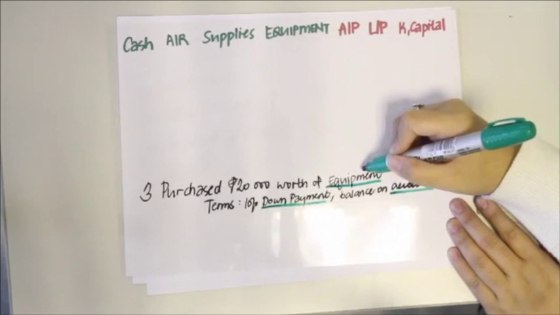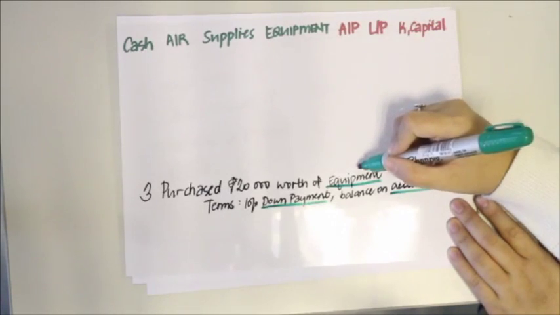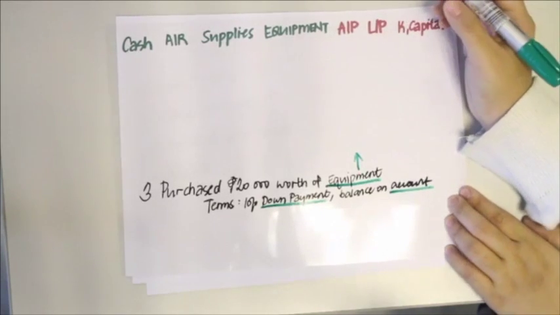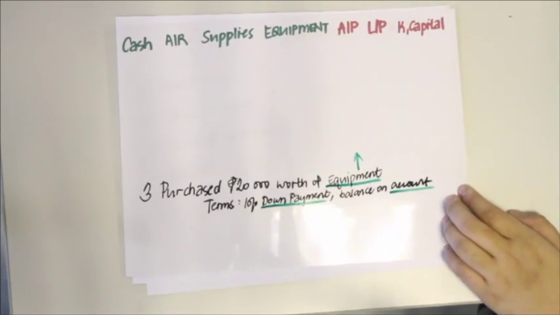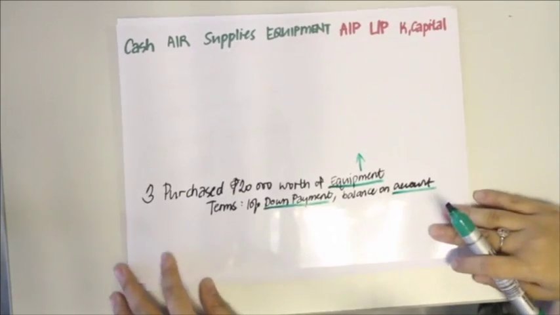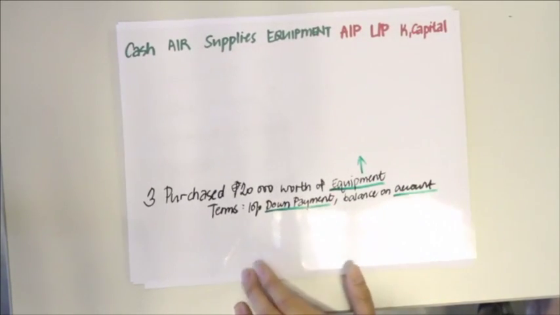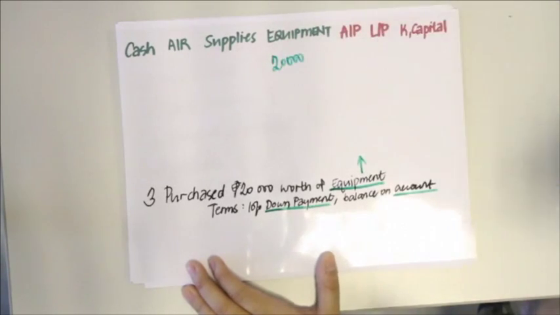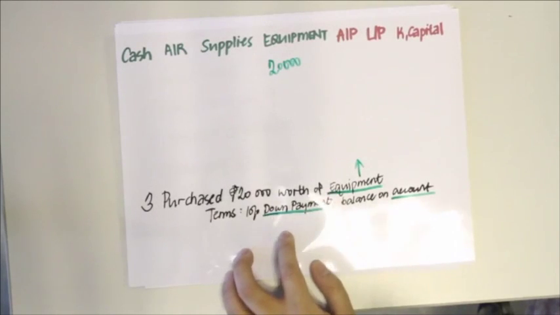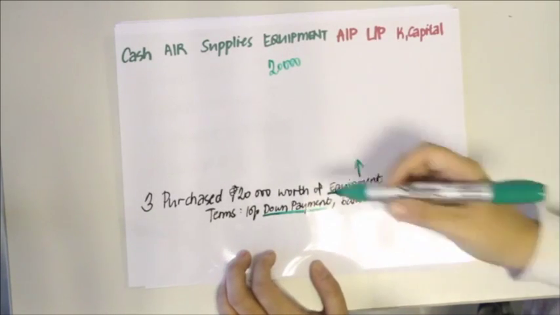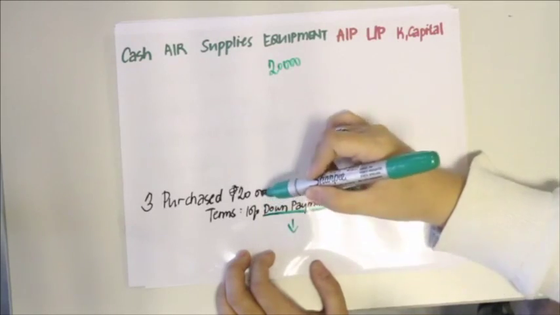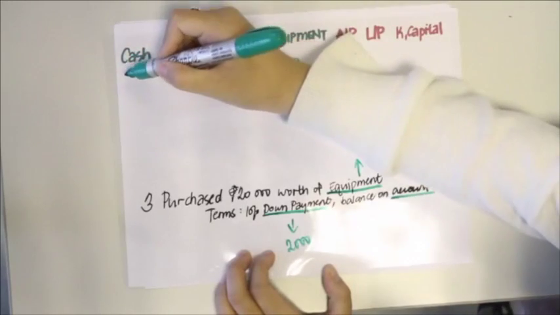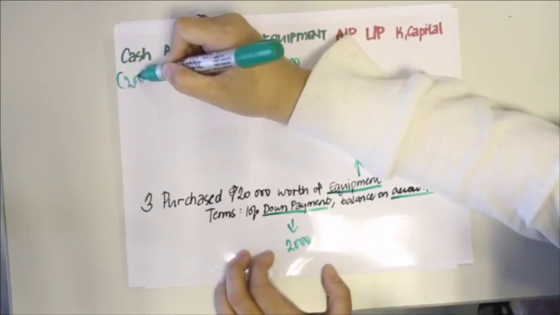So the purchase of equipment would cause an increase in your equipment of 20,000 pesos. So the purchase of equipment would cause an increase of 20,000 pesos for your assets. So let's record that here. And then the 10% down payment would cause a decrease in your assets of 10% of 20,000, which is 2,000. So this is cash. So that's 2,000.